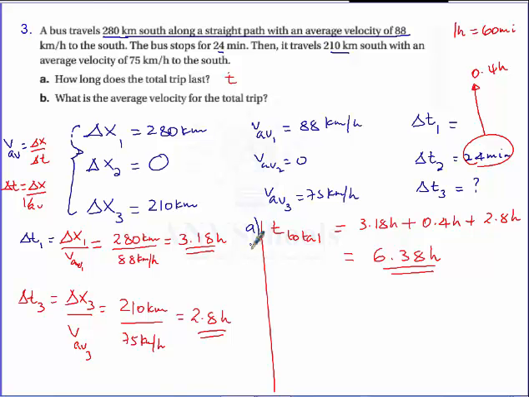Let's come to question B. How do you solve B? B asks, what is the average velocity for the total trip? Just use the formula. We know that average velocity is defined as the total displacement divided by time interval. And the total displacement is, we add all the distances: 280 plus 0 plus 210.